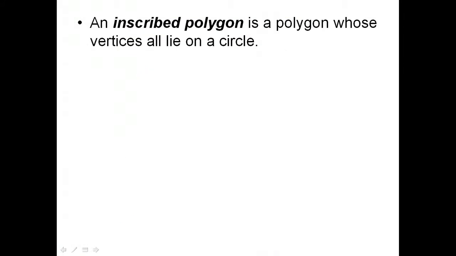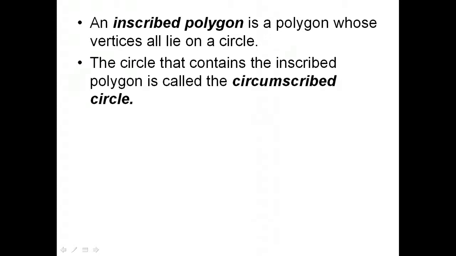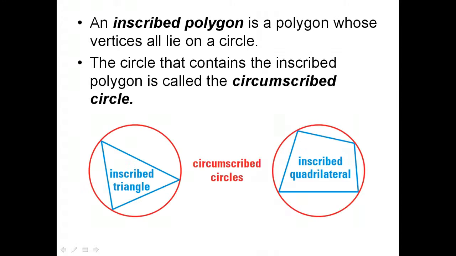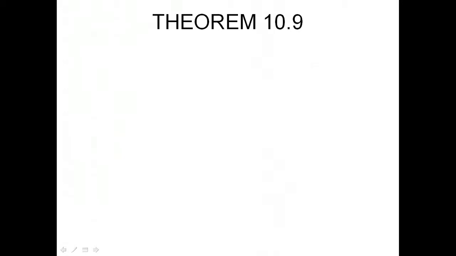An inscribed polygon is a polygon whose vertices all lie on a circle. The circle that contains the inscribed polygon is called the circumscribed circle. Remember, inscribed means inside, circumscribed means it goes around it. So I have an inscribed triangle or an inscribed quadrilateral. These circles are circumscribed about them.